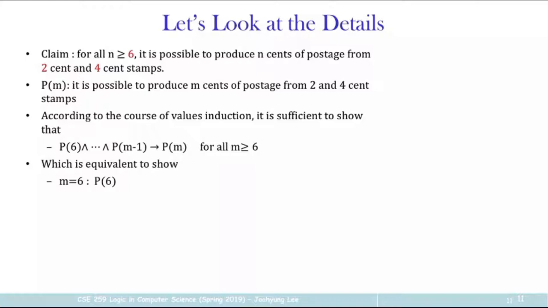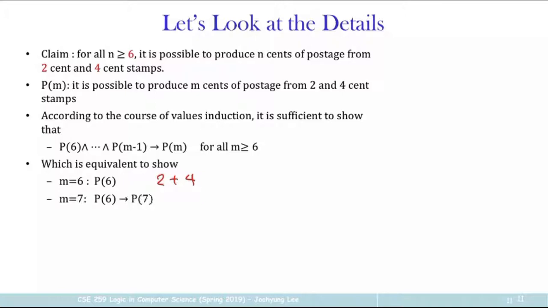So we have to prove P of 6, right? Because when you try to prove P of 6, this is empty, right? There are no preceding numbers that are less than 6, starting from 6. There are no such cases. So there's no induction hypothesis that you can use. So you have to prove P of 6 directly. Is P of 6 true? Yes. How do we know? We can just show it. We can use 2 cent and 4 cent stamps, so we can do that.